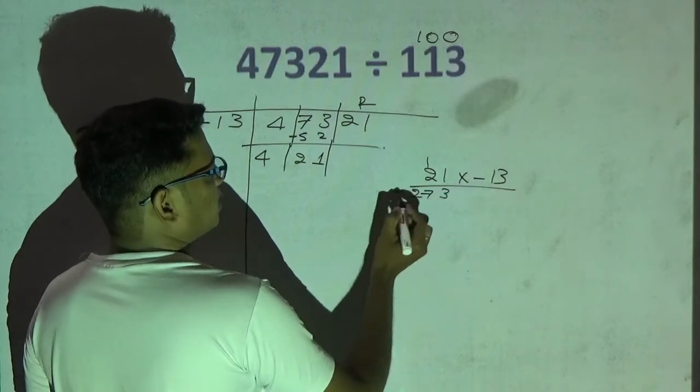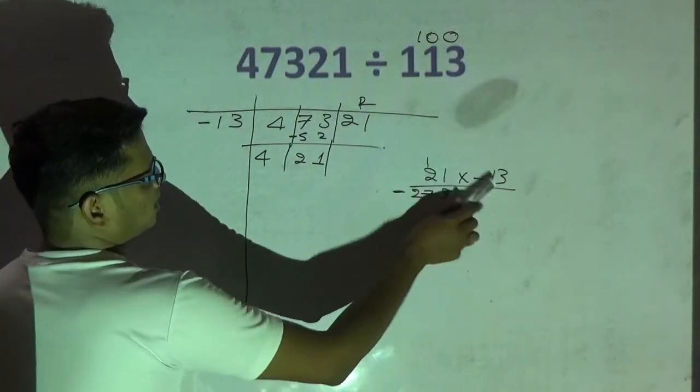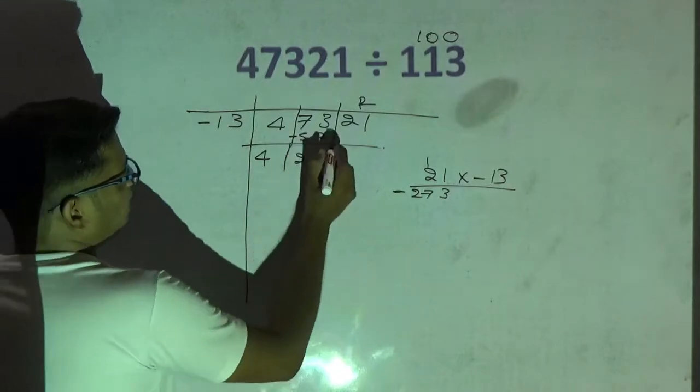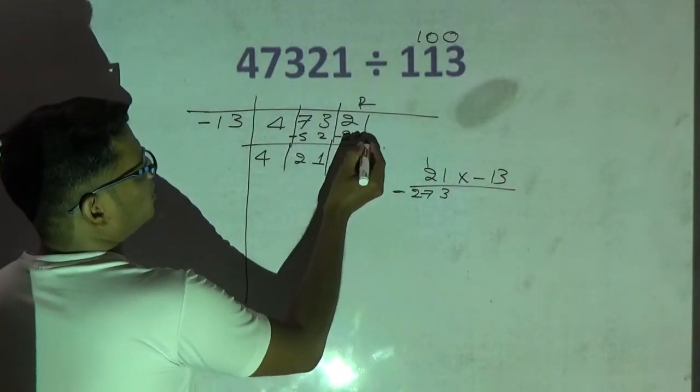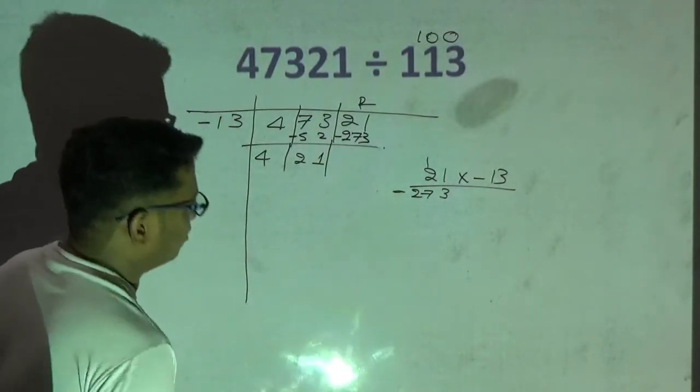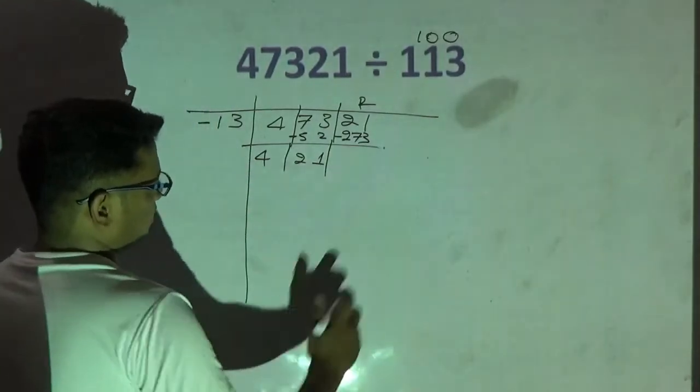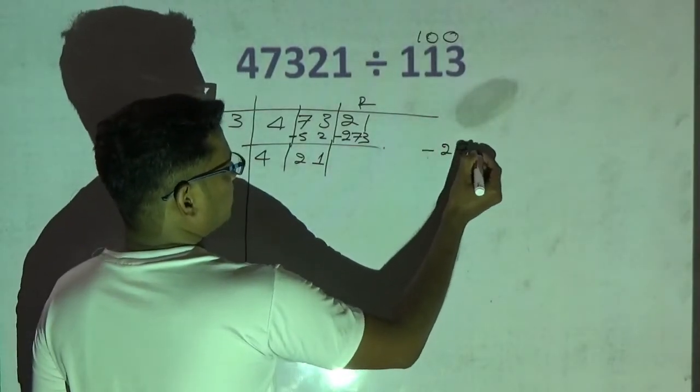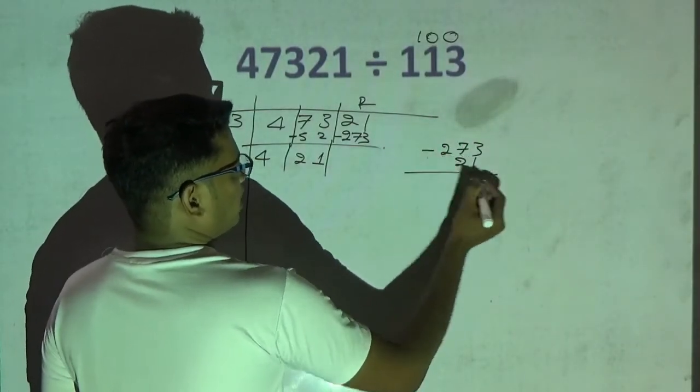Plus into minus is minus. Okay. See, 13 1s are 13. 13 2s are 26, plus 1, minus 1. Now I need to put here minus 273. Minus 273. Now please, here, minus 273 and 21, I am adding up.